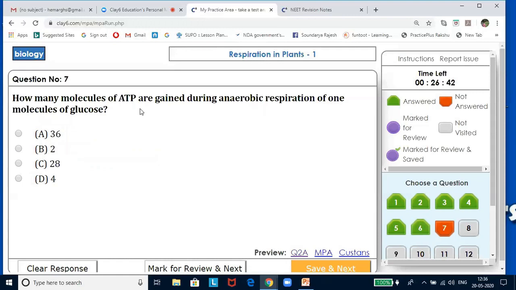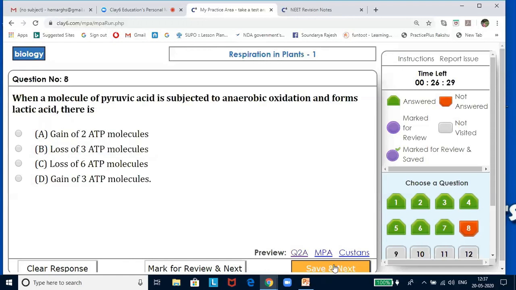How many molecules of ATP are gained during anaerobic respiration of one molecule of glucose? It is only 2 ATP molecules. That is why energy wise aerobic respiration is better than anaerobic respiration. When a molecule of pyruvic acid is subjected to anaerobic oxidation and forms lactic acid, there is a loss of 3 ATP molecules due to NADH oxidation to NAD+.